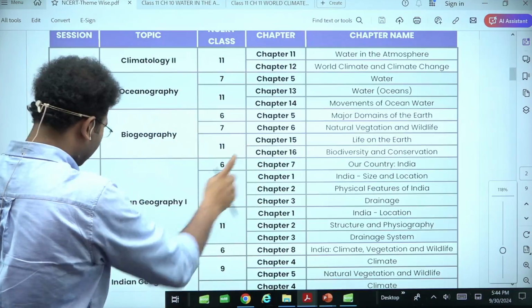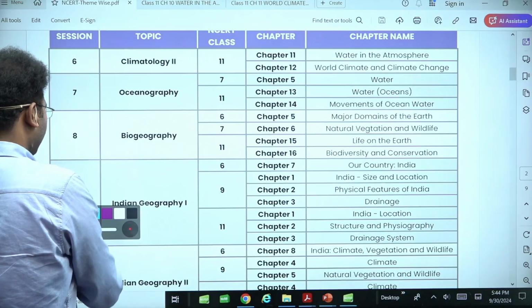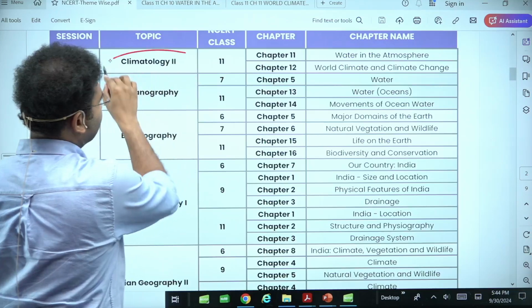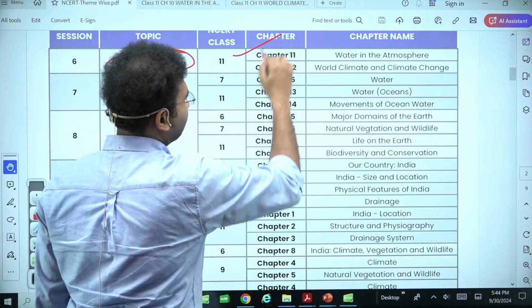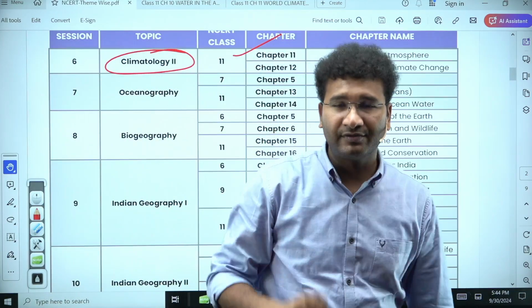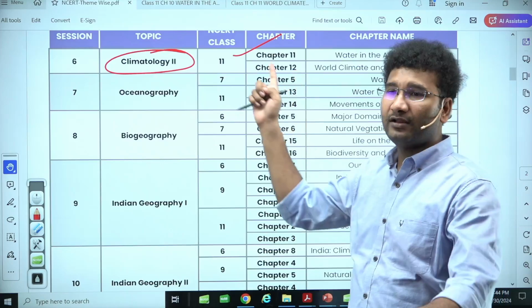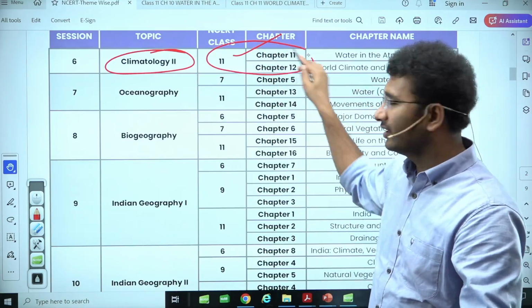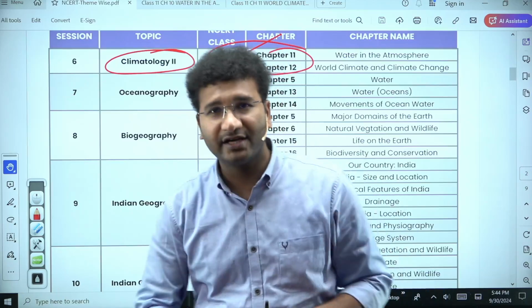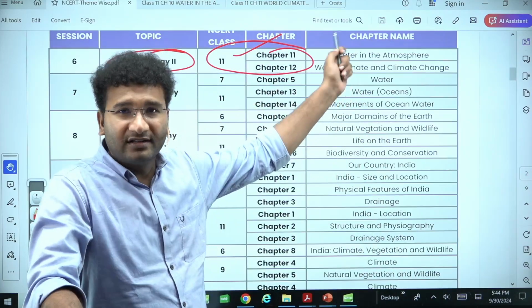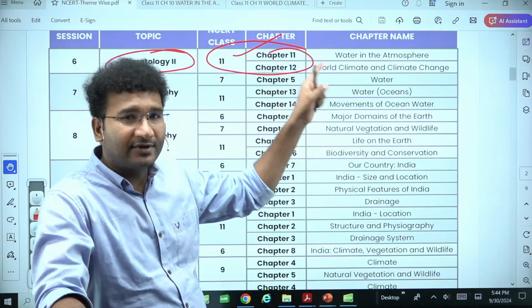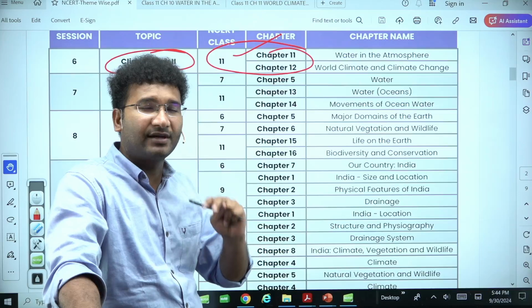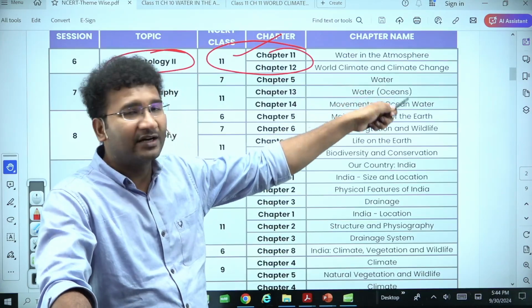In this particular theme you're supposed to study these two chapters of part 2 of climatology: chapter number 11 from class 11, and chapter number 12 of class 11. Now what are the names of the chapters? Let me read them again for you. Class 11 chapter number 11 is water in the atmosphere, and class 11 chapter number 12 is world climate and climate change.